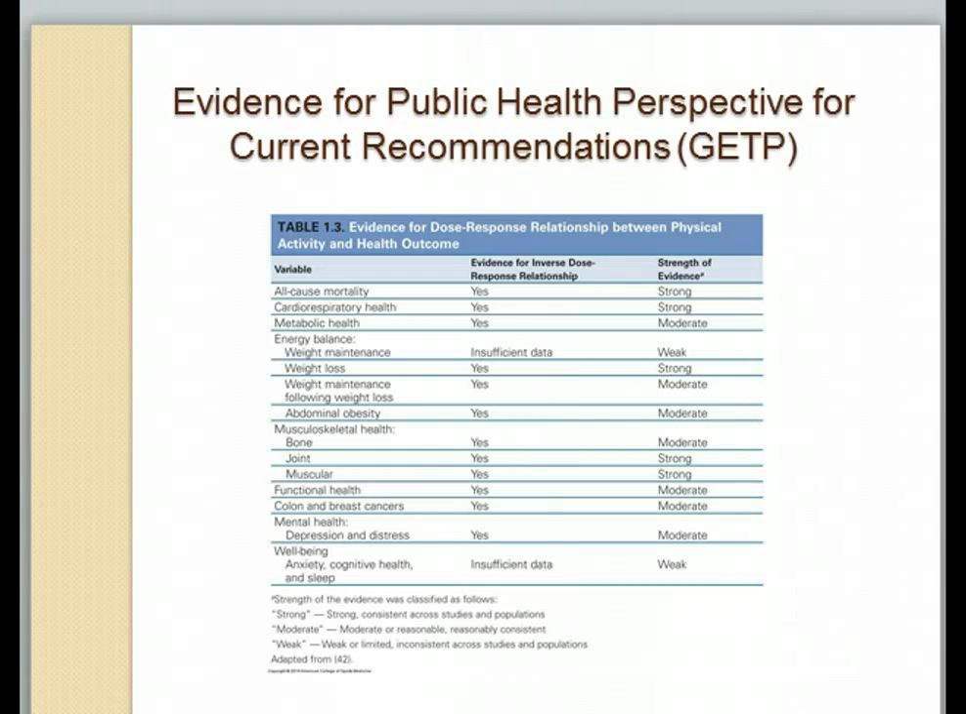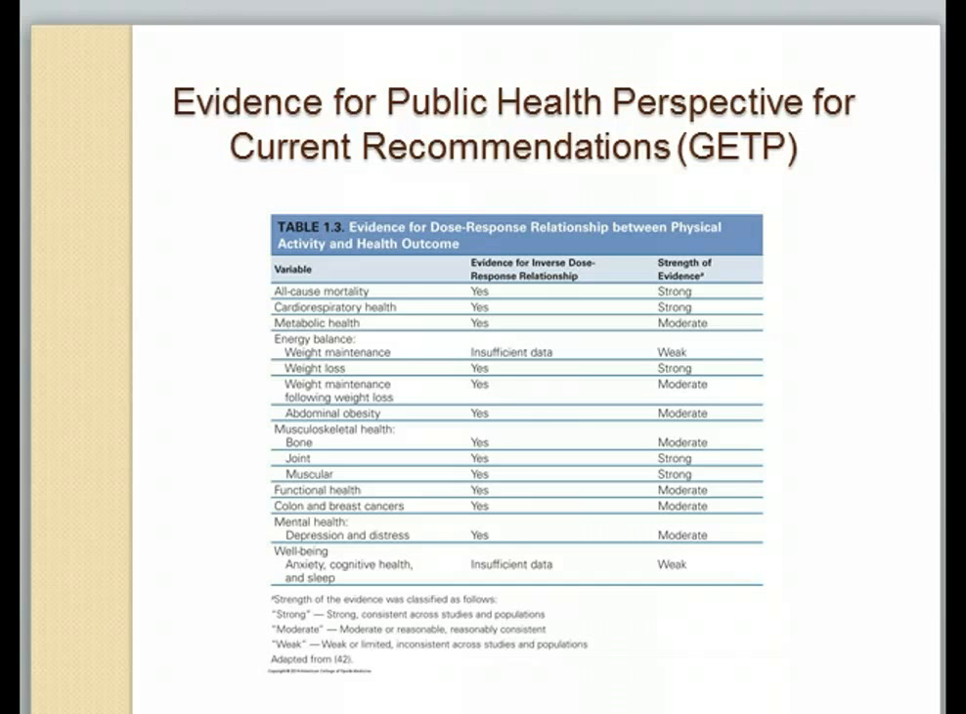So if you look at the slide from the ACSM guidelines, this is where they look at the evidence base for exercise. So inverse dose response. So what that means is the more you have, it lowers your risk. So, do we really know an exact number? Not really for a lot of these, but we generally know the more exercise you do, the healthier you're going to be. But it doesn't take a whole lot of exercise for people to become healthier.